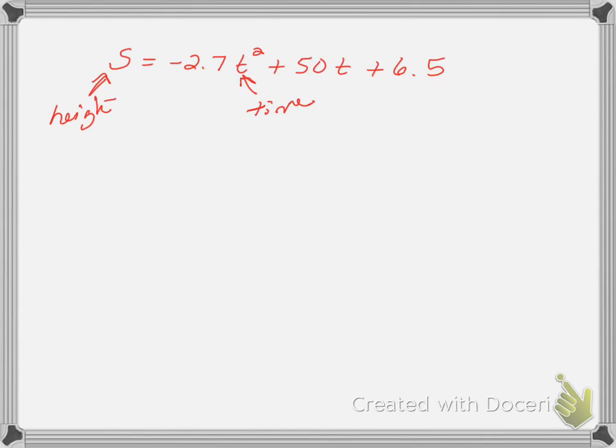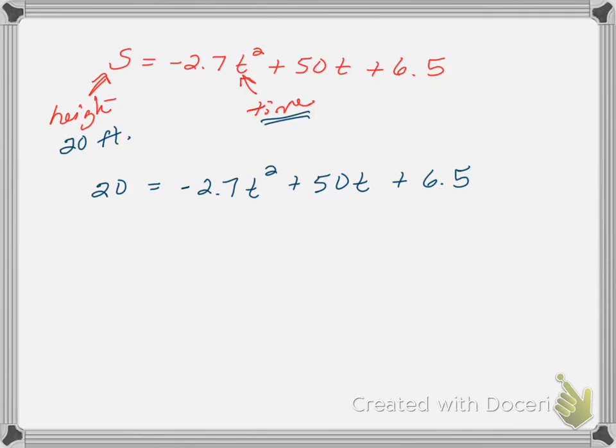In this problem, it wants to know after how many seconds, in other words how much time, is the ball 20 feet above the moon's surface. So they're telling us that the height is 20 feet, so we just have to plug that in. We have 20 equals negative 2.7 t squared plus 50t plus 6.5. Then we want to solve that quadratic.